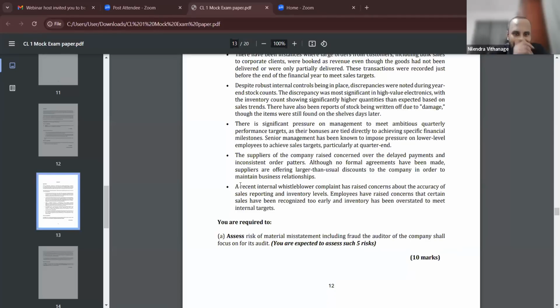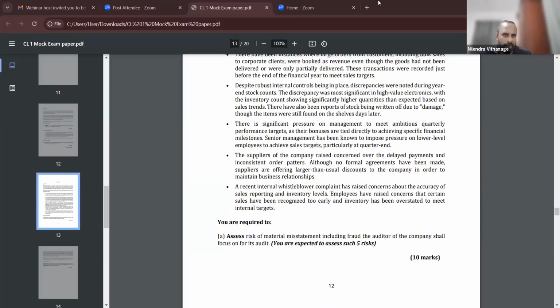Question number 6, part A. Assess the risk of material misstatements, including fraud, on which the auditor of the company shall focus in its audit. We have to analyze the risk of material misstatements, including the fraud risk. What are the relevant standards for this? To do this risk assessment, what are the relevant standards?